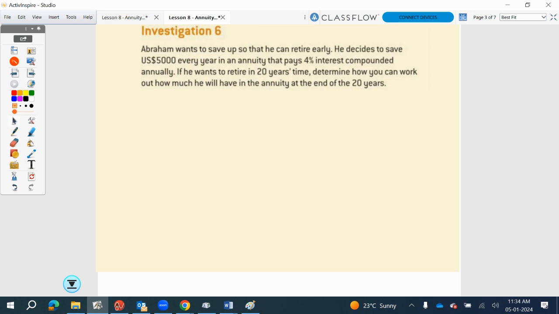The simple idea: if there's no interest, it's easy. If there's no interest, it's 20 times 5,000, so it would be 100,000. Now, the difficulty is, if there is interest, you could add 4% to that, but all of the bits of money you put in don't get 20 years' worth of interest. How much interest does each payment get?